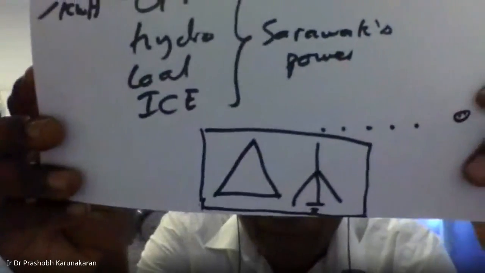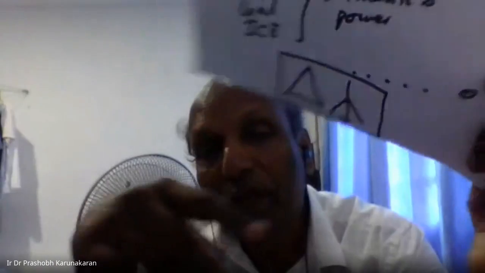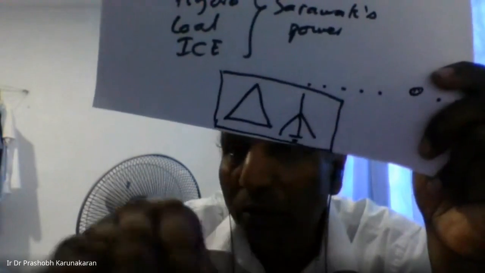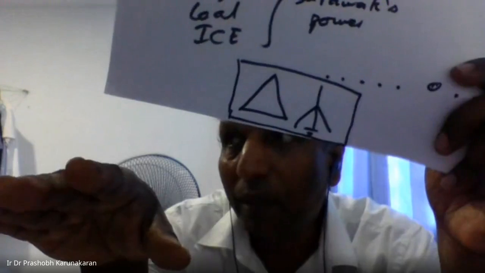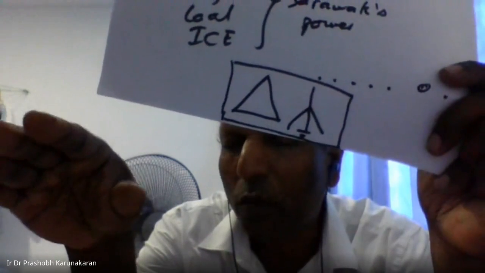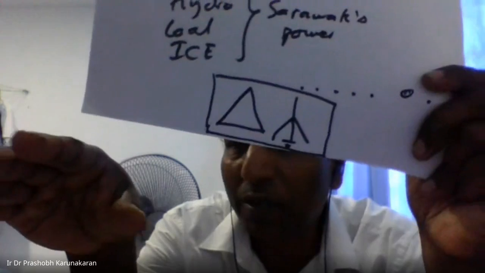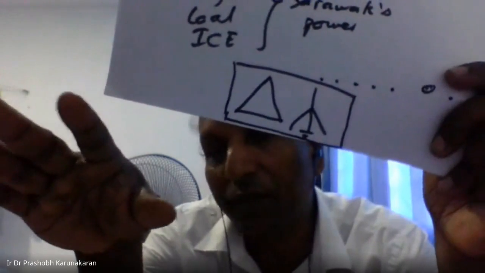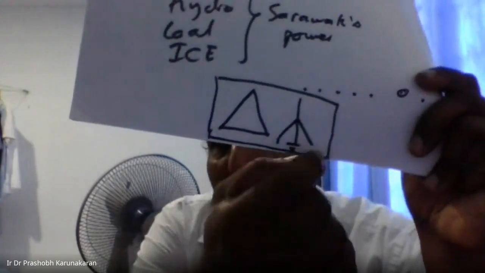This 11 kV transformer is a delta and star. And this star point, which is a neutral point, has between 15 to 40 earth rods. Mostly in Cebu it is 40. Kuching sometimes 15 is enough. Miri, Bintulu, normally 15 is enough. But in Cebu you need 40.